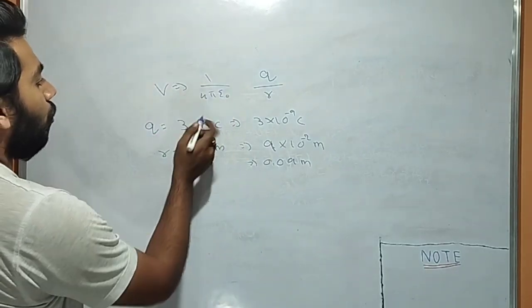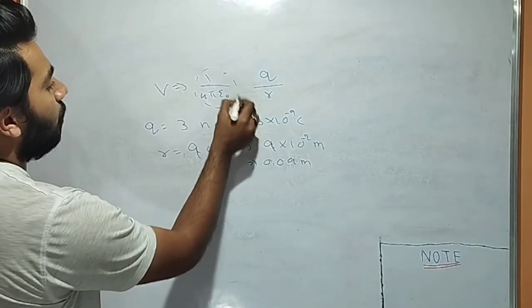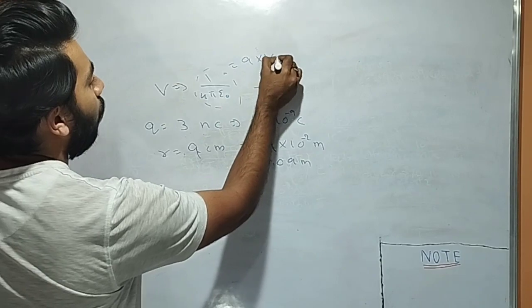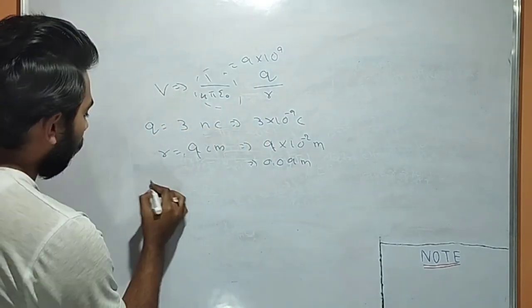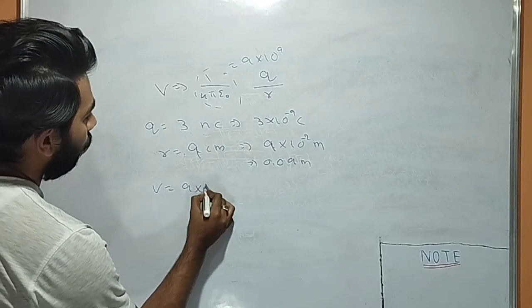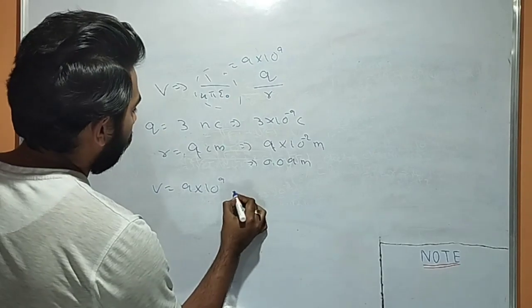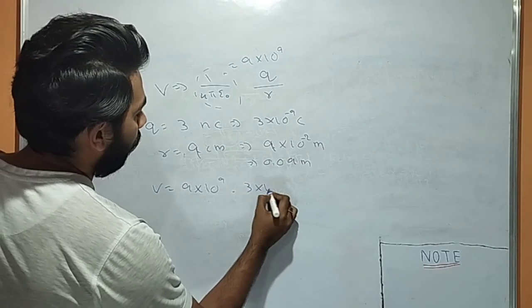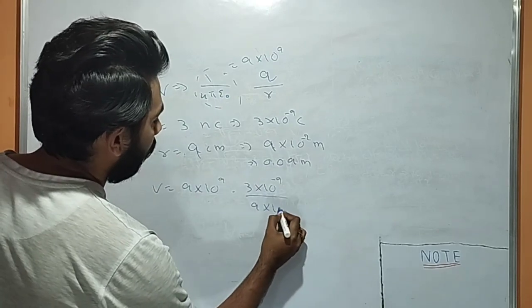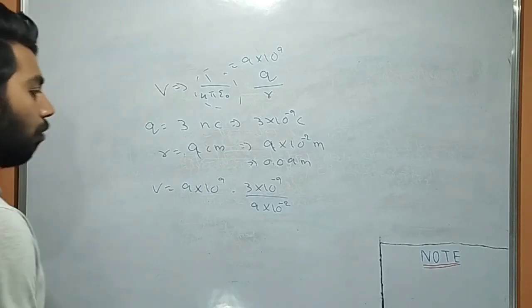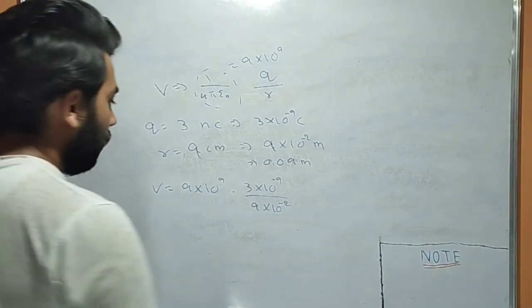Now just substitute the values, and you know the value of 1 by 4 pi epsilon naught is 9 into 10 to the power of 9. Now when you substitute all the values, it will be 9 into 10 to the power of 9, and the charge Q value is 3 into 10 to the power of minus 9, divided by 9 into 10 to the power of minus 2. Okay, very easy, very simple.